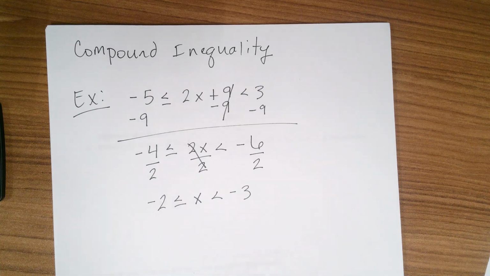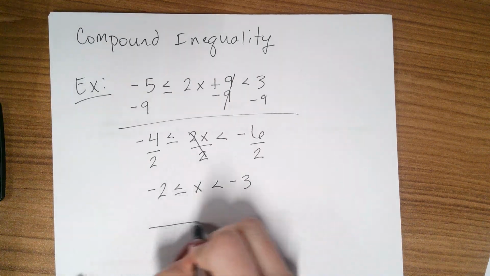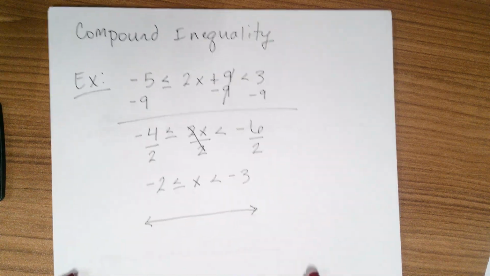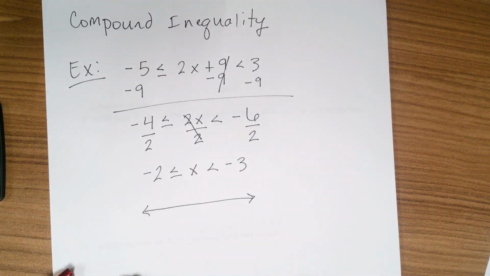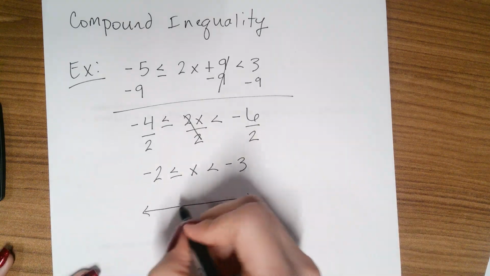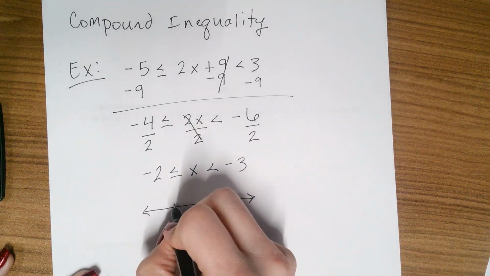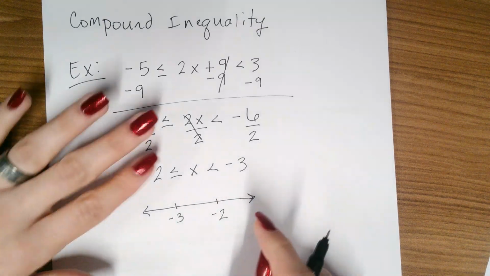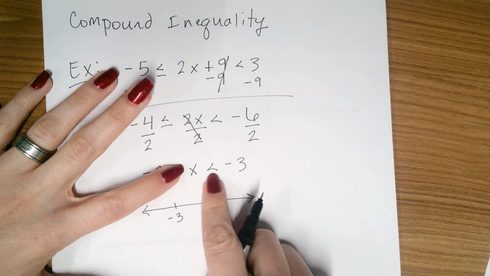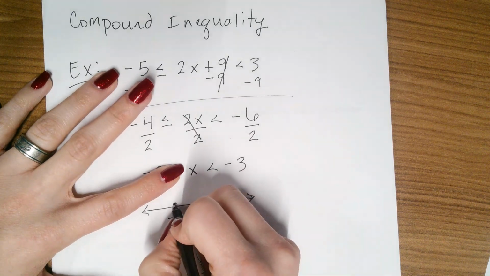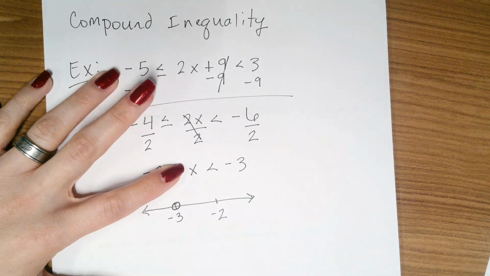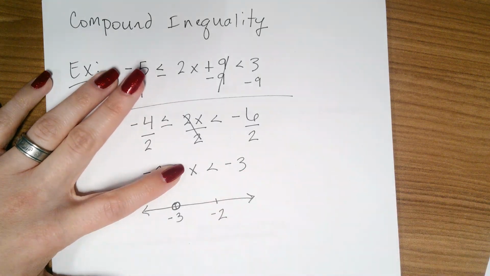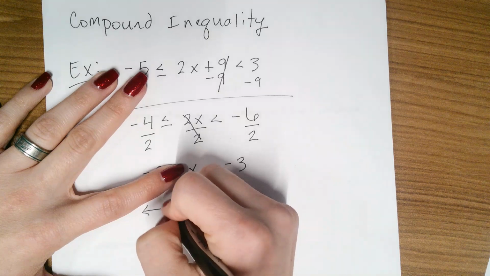And so again, the different representations for our solution. Let's go ahead and put a number line on here. So I can see that x is going to be strictly less than -3. So right here, an open circle, and less than, I know that's going to be to the left of -3, so I'll shade to the left of -3.